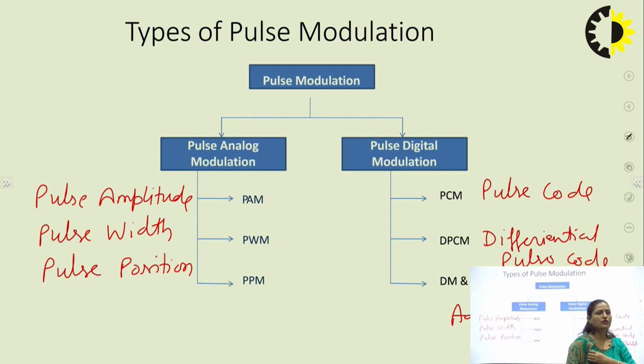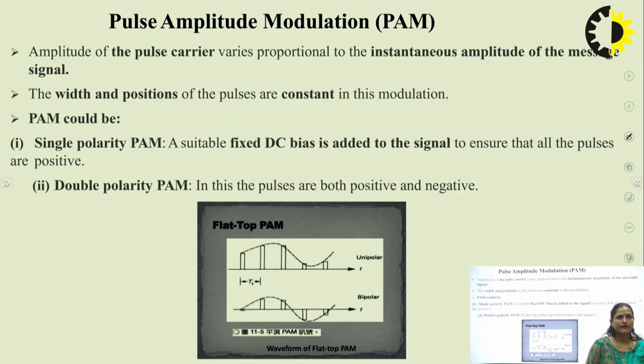Analog modulation means your signal is analog. You are modulating an analog signal by using pulses. It means the carrier is in the form of pulses and the input signal is in the form of analog. Analog signal is converted into the form of pulse using carrier pulse. So, first type of pulse modulation is the pulse amplitude modulation, which is called PAM, right.